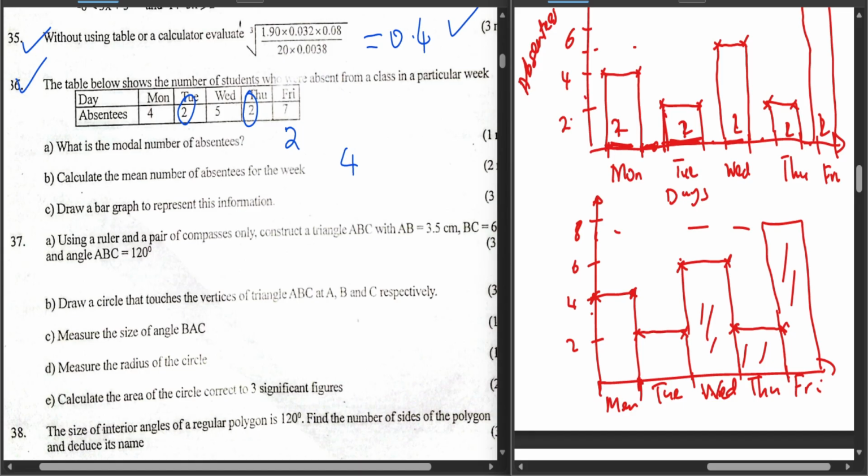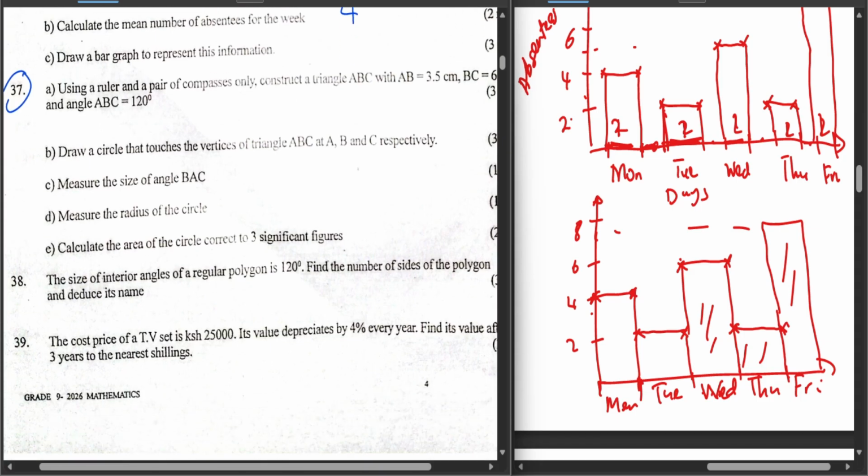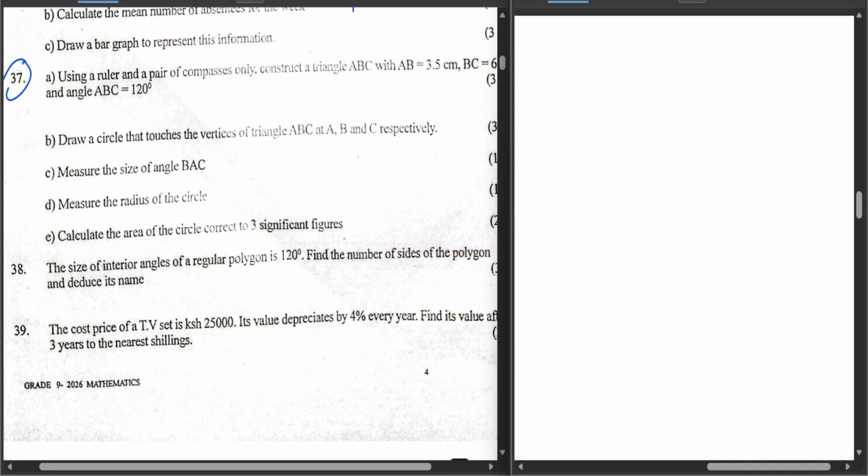Now for question 37, I'll give you as homework. Try it out. If you get the answer, then please tell me, but I think I'll create a separate video to show you how you draw a circle that touches the vertices, or sometimes touching the sides of the triangle, and so on. But for now, let's head to question 38.